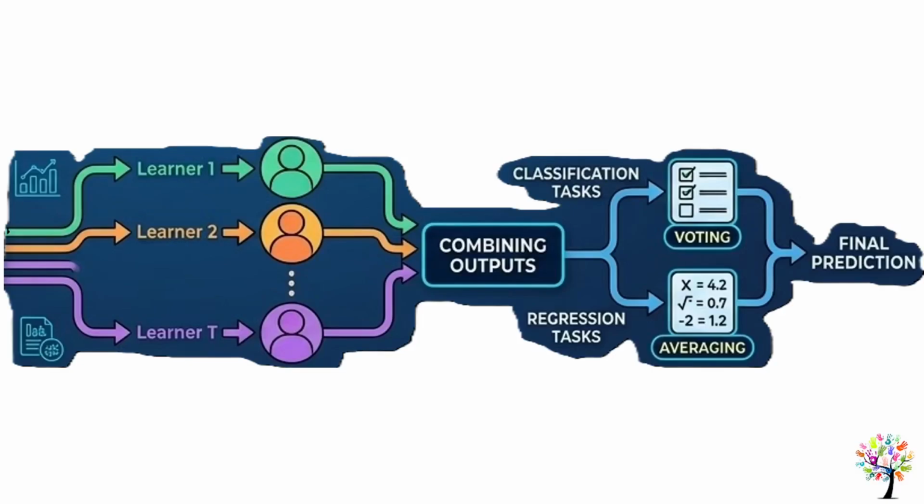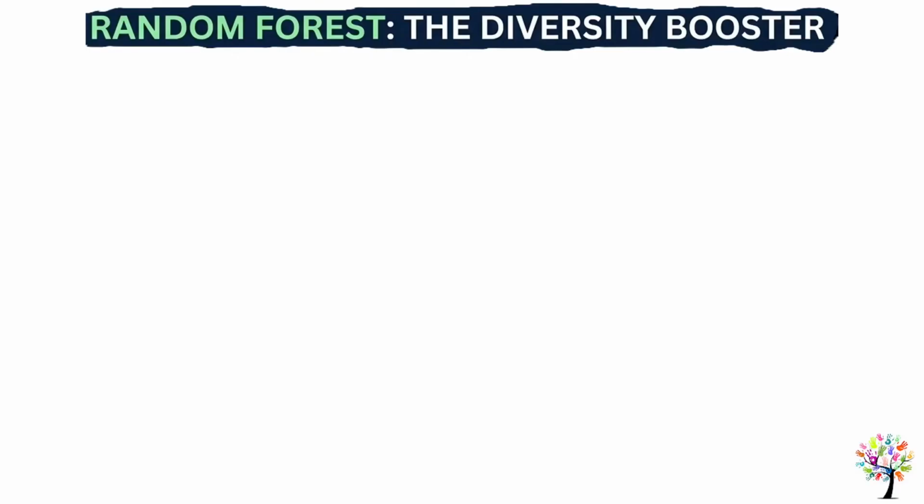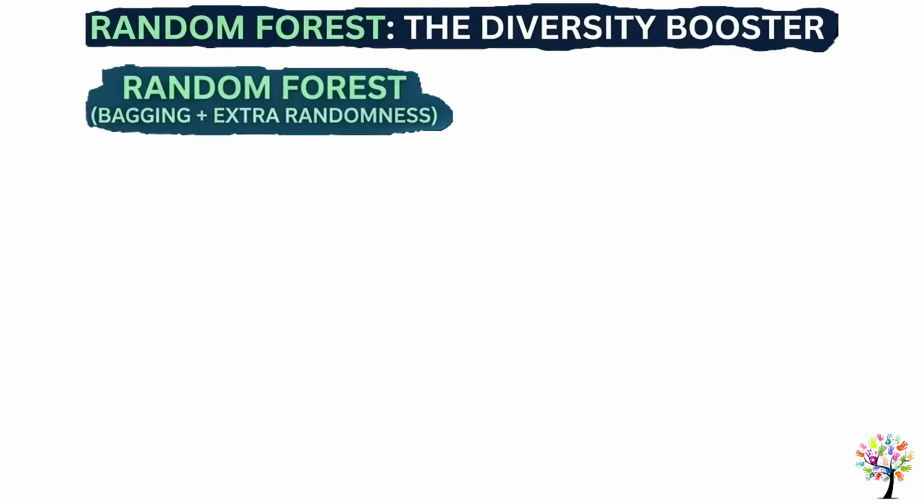Thereafter, the final prediction is made by combining the outputs of all learners, typically through voting for classification tasks or averaging for regression tasks. So random forests, we've mentioned diversity, it's a diversity booster. Think of random forests as an extension of bagging that adds another layer of randomness to further increase diversity, particularly for decision tree learners.